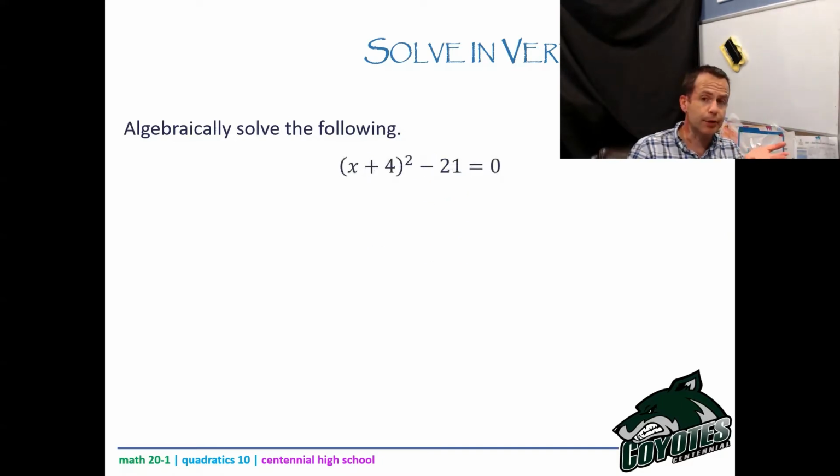Okay, so very similar. (x plus 4) squared minus 21 equals 0. If I added 21 to both sides right now, I'm looking at the exact same scenario that I did in the previous slide.